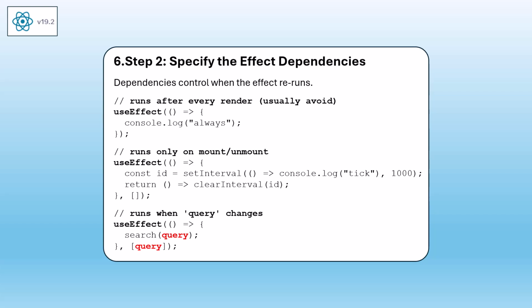If an empty set of dependencies is given, it usually means run only on first render, mount. If one or more values are listed, it means run when any of these values change since the last time. As you list dependencies, you also help ensure your logic only triggers when necessary.